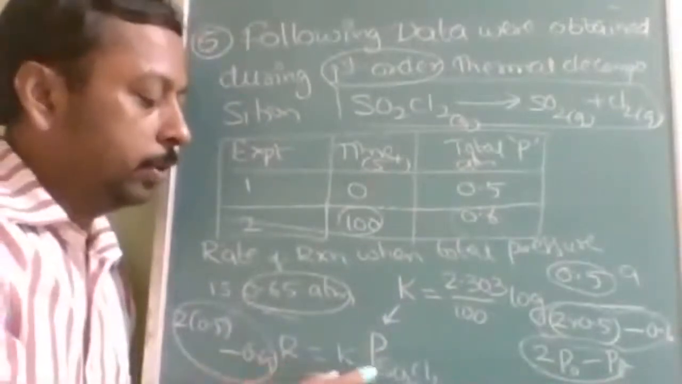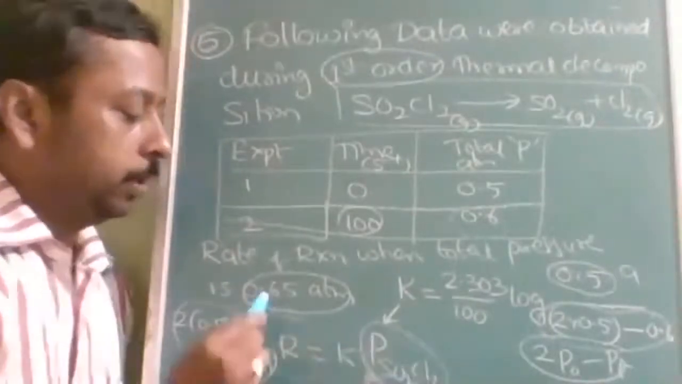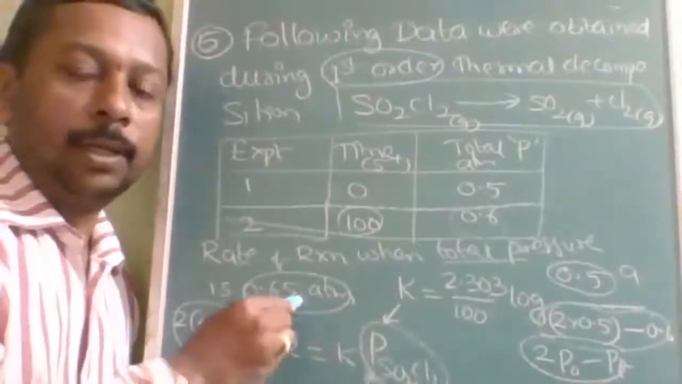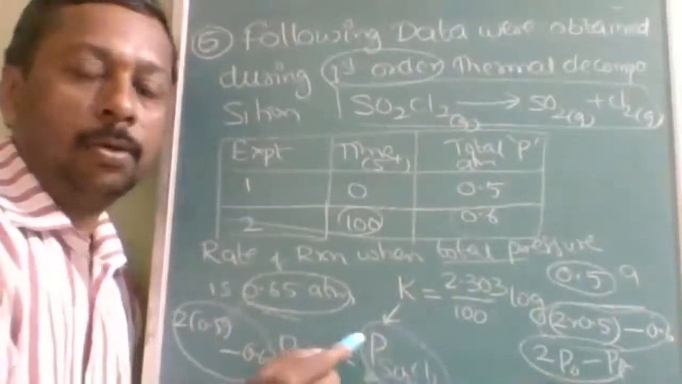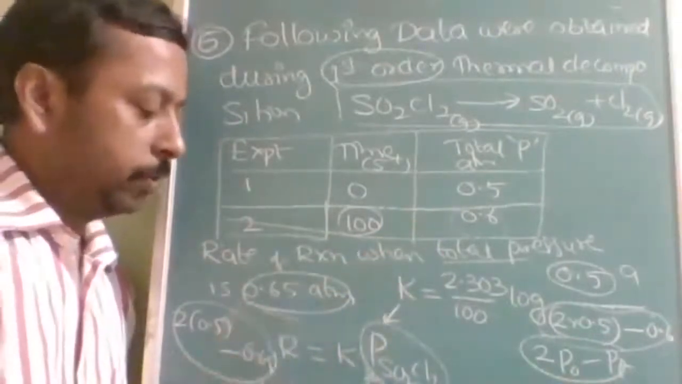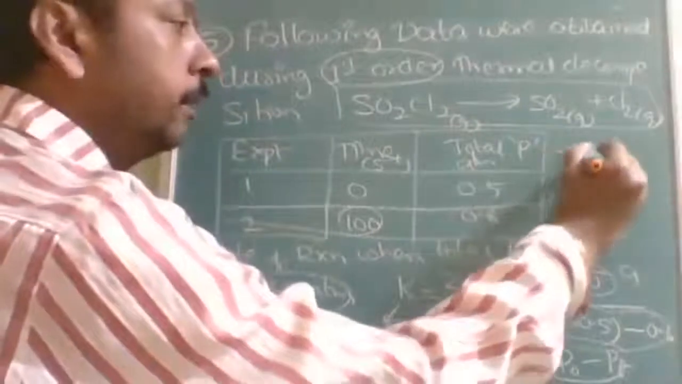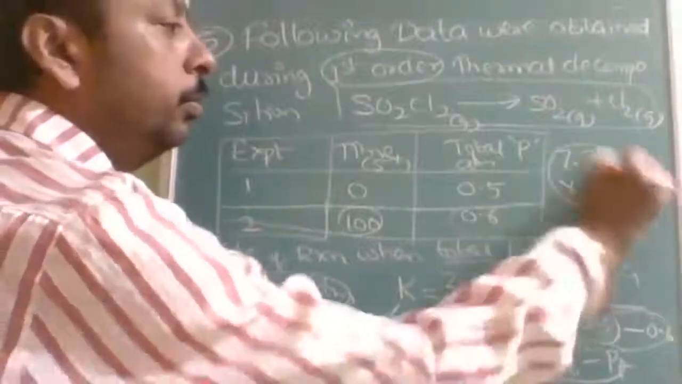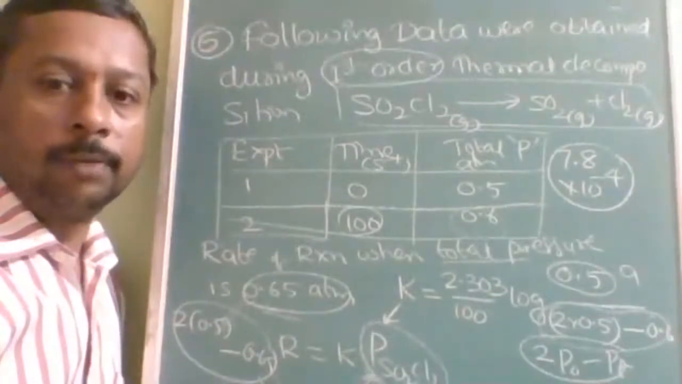r is equal to K into concentration or pressure of SO2Cl2. But again we want only SO2Cl2. This pressure is given when total pressure is 0.65. To get only the pressure of SO2Cl2, same formula, 2P naught minus Pt. 2 into P naught is 0.5, Pt total pressure is 0.65. Then you can substitute here and simplify. Then you will get the answer, I am writing. You can cross check after that and the procedure will be the same. Values may change in the examination, so you should be worried about the process. Okay, the answer is 7.8 into 10 to the power of minus 4.